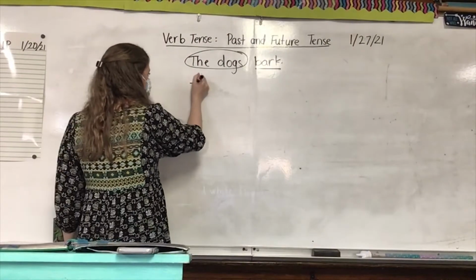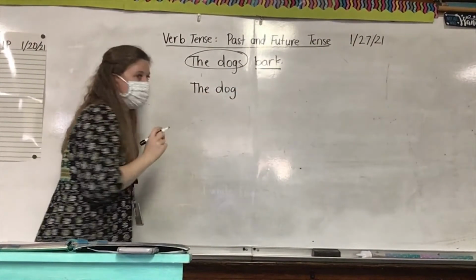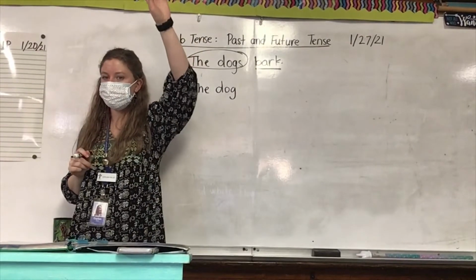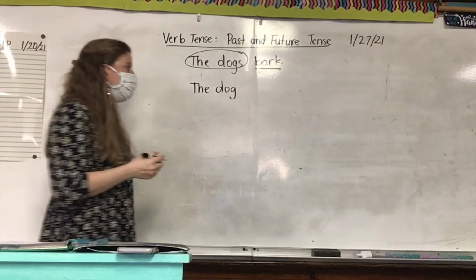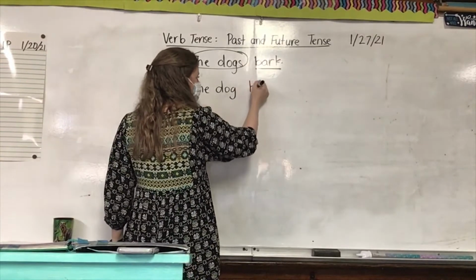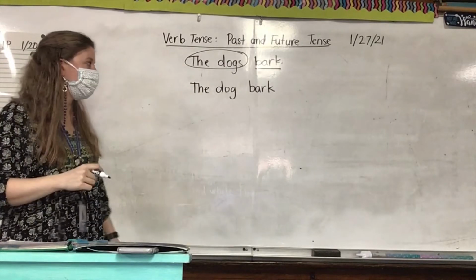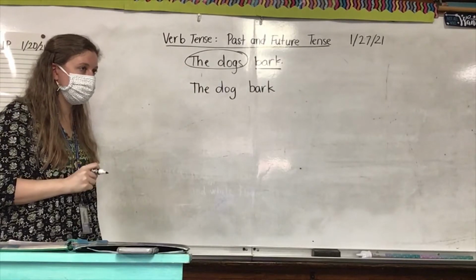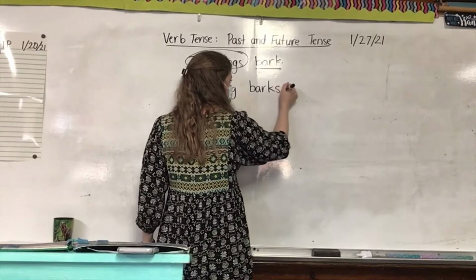What about if the subject is singular? What do you do to the verb? Add S or ES. What would we do to bark? We wanted to say the dog barks. What would we add to it? You add S. Why would we not add ES?